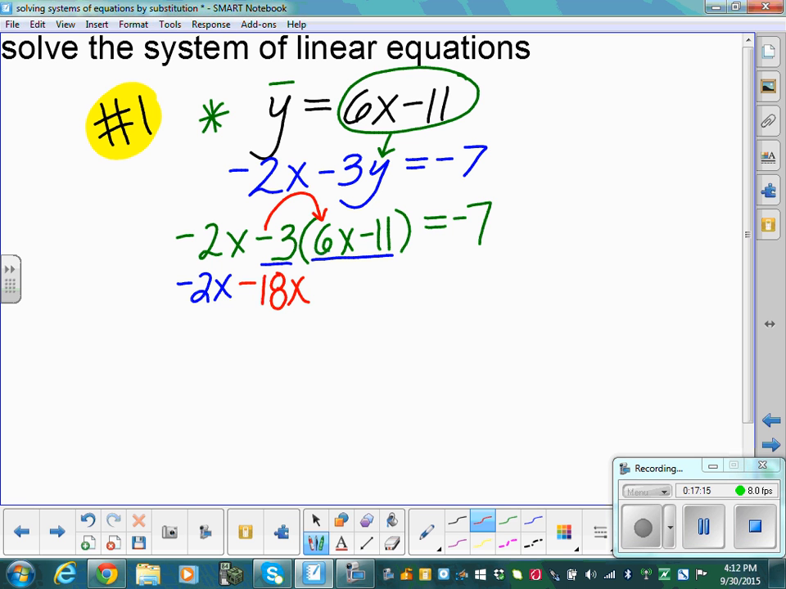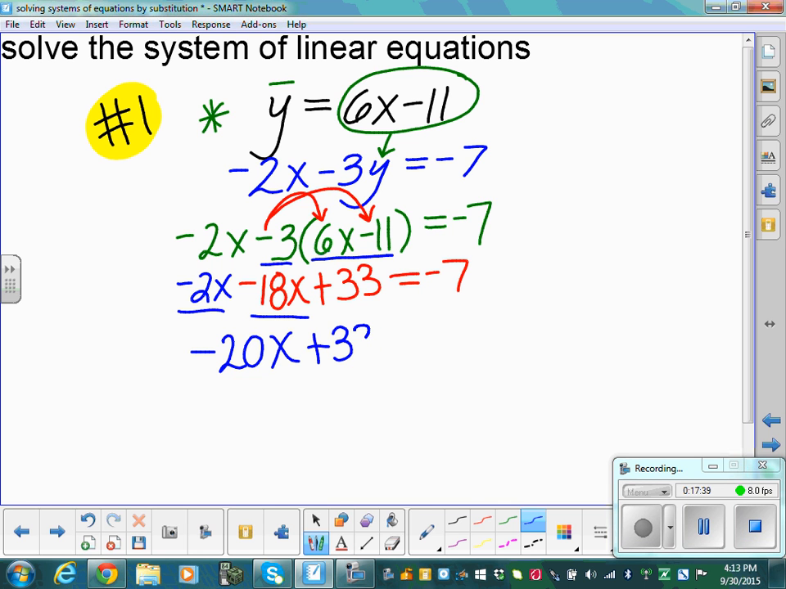Then we have negative 3 times negative 11, not making any sign errors. That's positive 33. And then that is equal to negative 7. Then over here on the left, I'm going to combine any like terms. Negative 2x's minus 18x's is actually negative 20x's. And then we have plus 33, which is equal to negative 7.